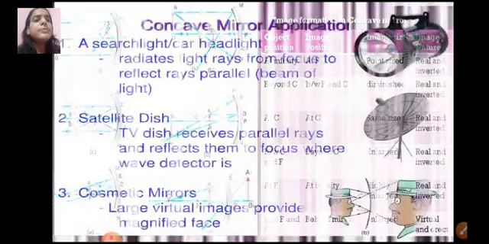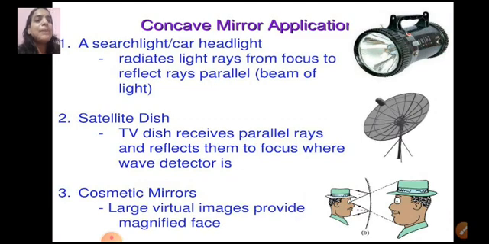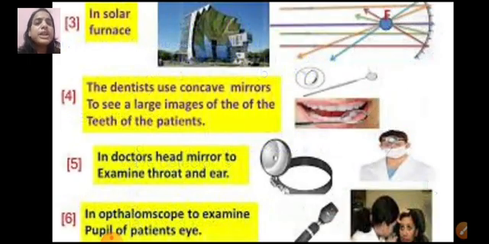For this video, now we are going to study the applications of the concave mirrors. Since concave mirrors are converging the light rays, they are used as searchlight or car headlights, because they radiate light rays from the focus so parallel rays are obtained. Satellite dish, TV dish receives parallel rays and reflects them to focus where the wave detector is converging again. Cosmetic mirrors, because large and virtual images provide a magnified face. It is also used in solar furnace.